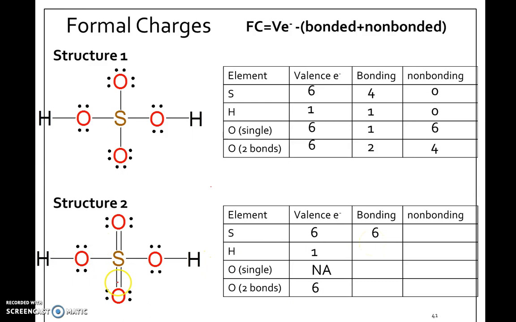Sulfur, in this case, is bonded 6 times. Still doesn't have any non-bonding. Hydrogen's the same. This oxygen has nothing because we don't have a single oxygen. Both of these oxygens have 2 types of bonds, so 2 bonds, and 2 lone pairs, so 4 non-bonding.